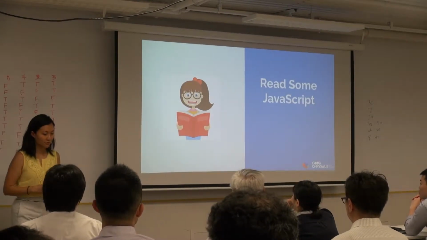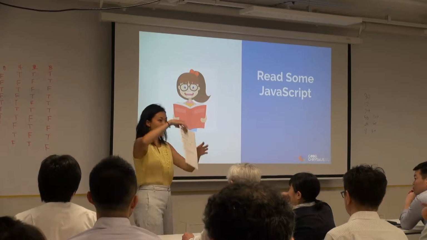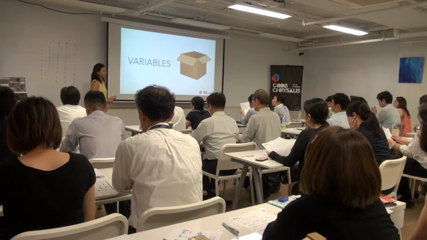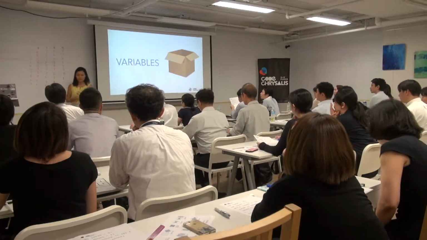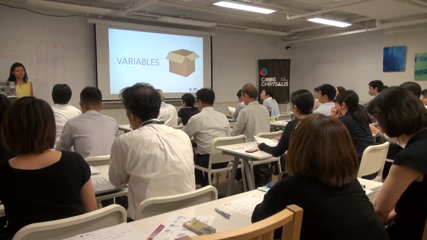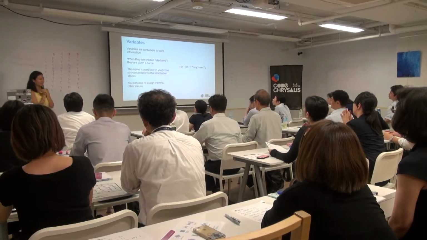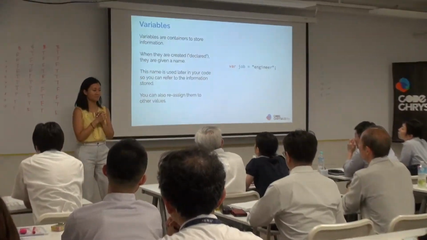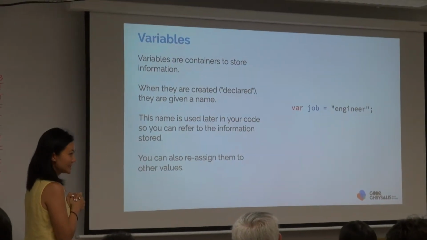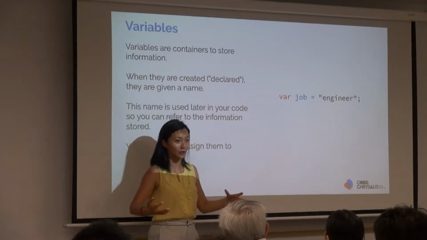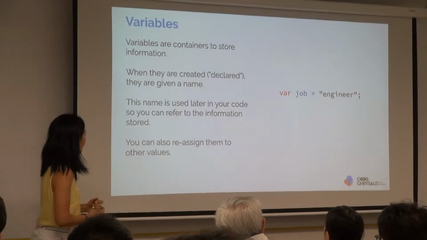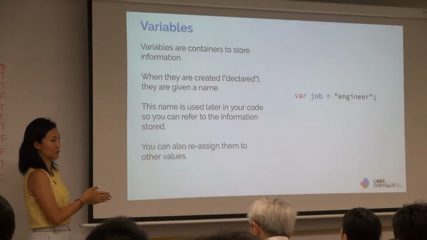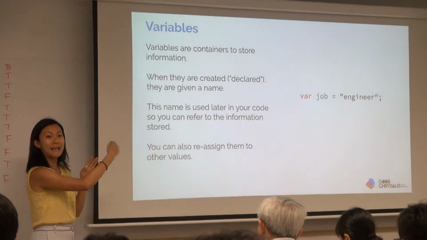So we are going to do some reading today. Everyone has this sheet in front of them. So first, we'll learn about something called variables. Okay? I like to think of variables as boxes or containers. Variables are containers that store some information. When they are created, and the technical term is declared, when we create this container, we give them a name. So it's like we want to create a box to hold some information. And then we put a name on that box.